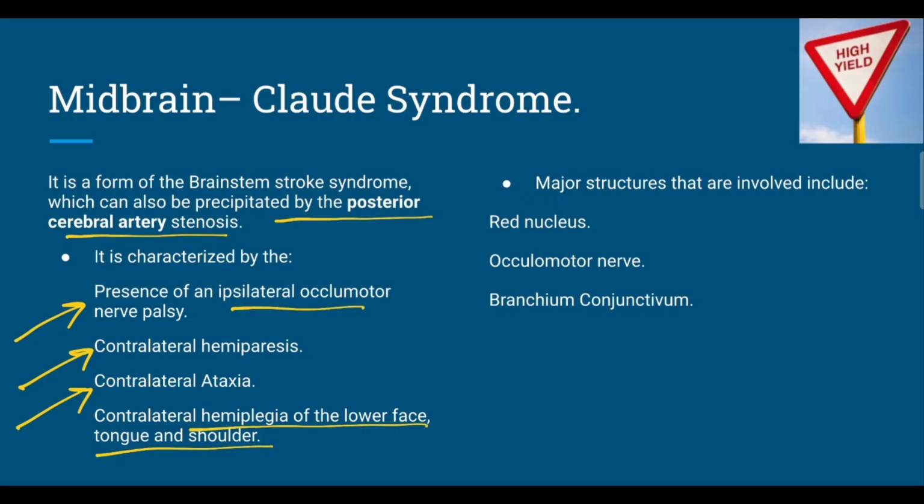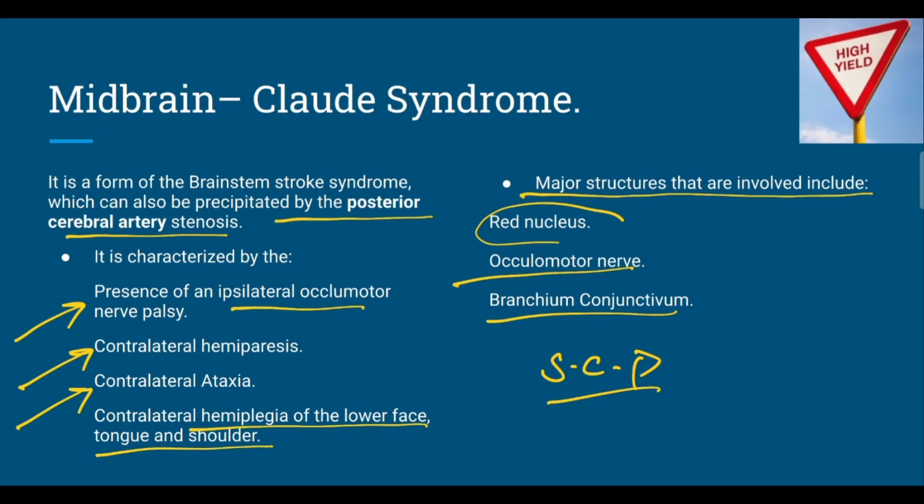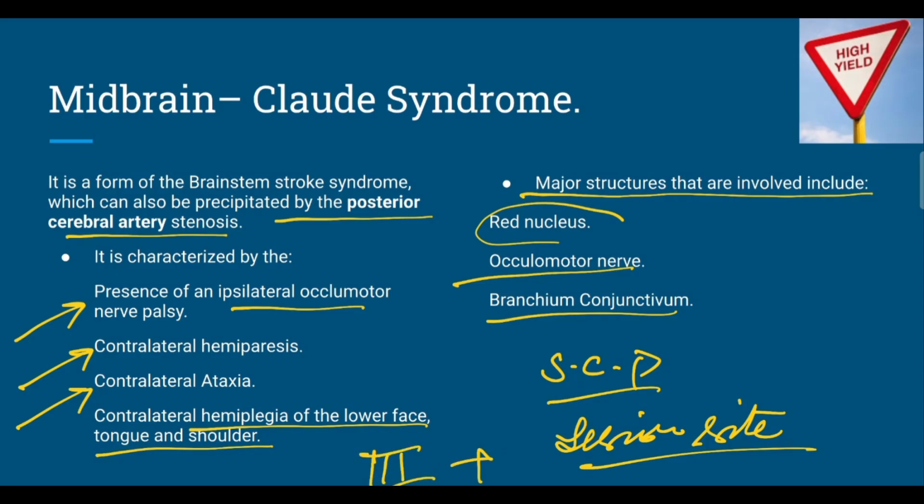The major players here are the red nucleus, oculomotor nerve, and brachium conjunctivum, also called the superior cerebellar peduncle. These structures explain the mix of motor coordination and cranial nerve deficits. For the exam, you will need to pinpoint the lesion site and match symptoms to anatomy. So let's break it down. The oculomotor nerve damage stays on the same side, while the contralateral signs like weakness and ataxia tie to the tracts crossing over.